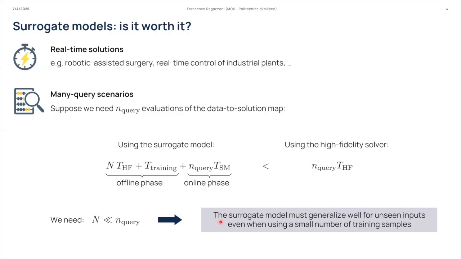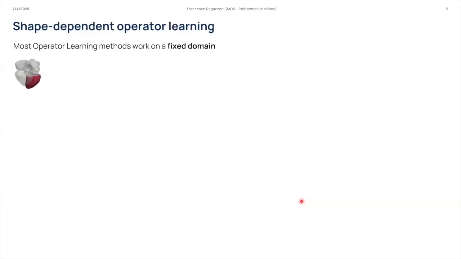And here the main take-home message is that the surrogate model must be able to generalize well for unseen inputs, even when trained with a small number of training samples. So the most challenging part when developing surrogate models is to generalize well when you have a small number of training samples. And the situation when this is particularly challenging is when the shape of the domain changes. So when we address shape-dependent operator learning.